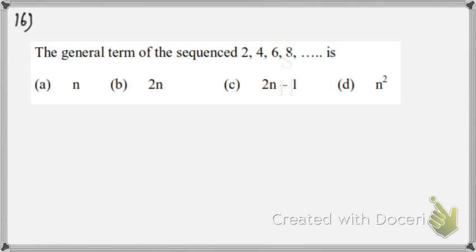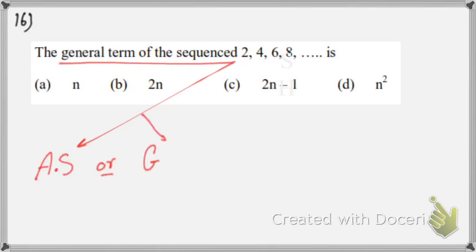Question 16. The general term of the sequence 2, 4, 6, and 8 is. Before we start solving, we should check if the sequence is an arithmetic sequence or a geometric sequence. If you are adding or subtracting the same number every time, it's an arithmetic sequence. But if you're multiplying or dividing by the same number each time, it's a geometric sequence. We can notice that from 2 to 4, from 4 to 6, and from 6 to 8, each time I am adding 2. So, since I am adding the same value, it's an arithmetic sequence.